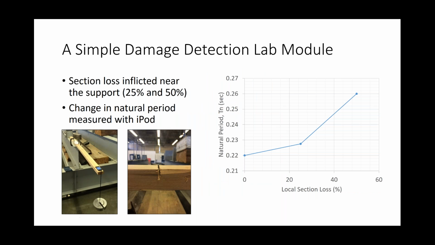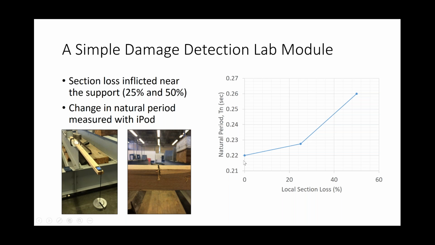So now to some of the tests that we've done here. Again, a lot of this was developed out of coursework that I've been doing here. And so I developed a simple lab module to expose students to damage detection. So we took a 2x4 cantilever, placed a phone on the tip of that, considered the stiffness of this cantilever, and a lumped mass applied to the end of that cantilever.